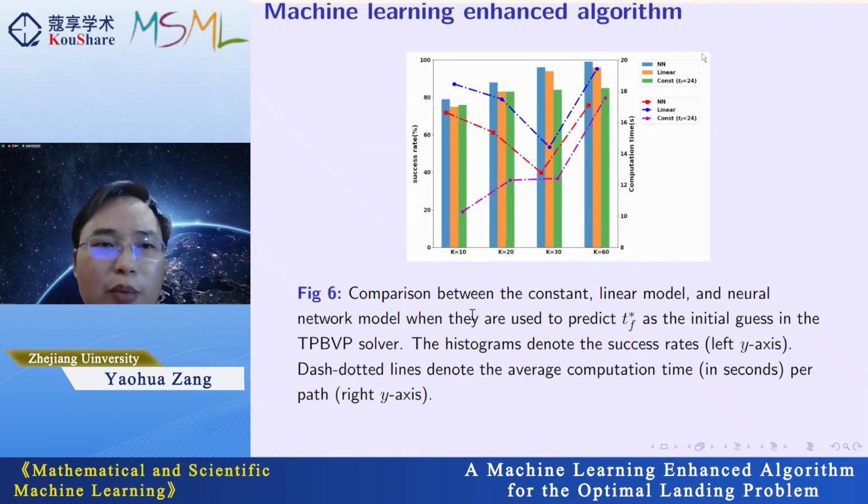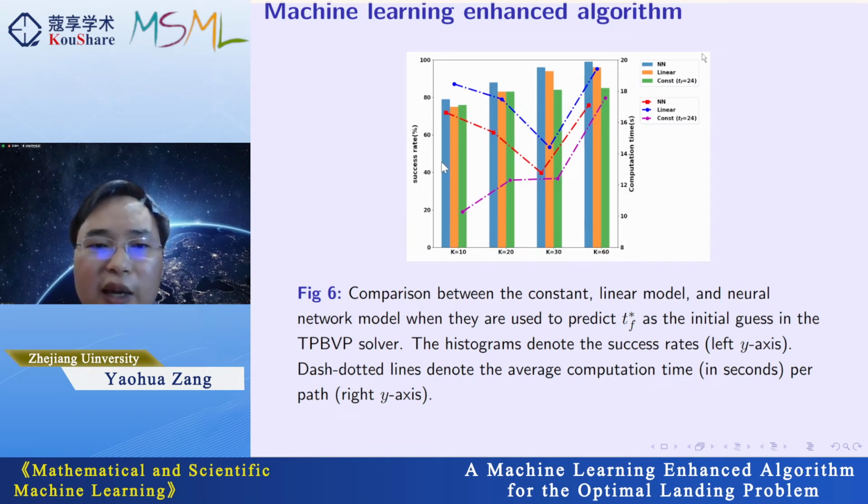Here we show the performance of the proposed machine learning enhanced algorithm. In figure 6, this is a comparison between the constant linear model and the neural networks model when they are used to predict the optimal landing time TF star as the initial guess in the two-point boundary value problem solver. In this figure, the x-axis indicates the different choices of the matching step, the y-axis on the left indicates the success rate, and the y-axis on the right indicates the computation time.